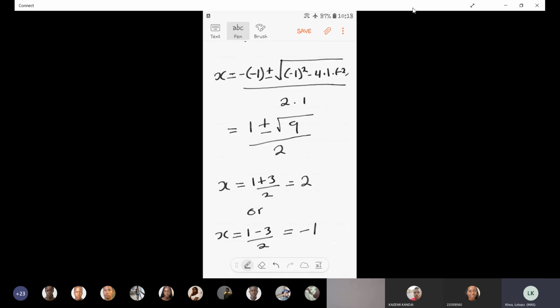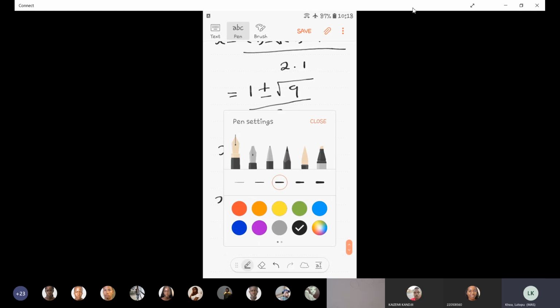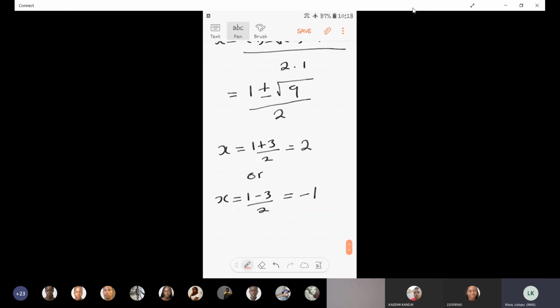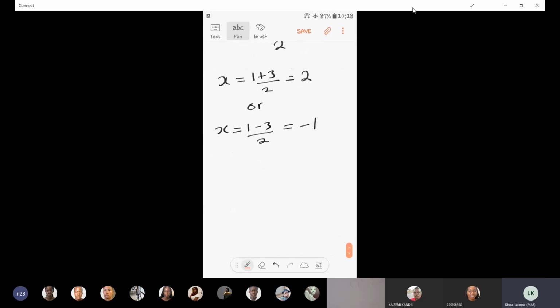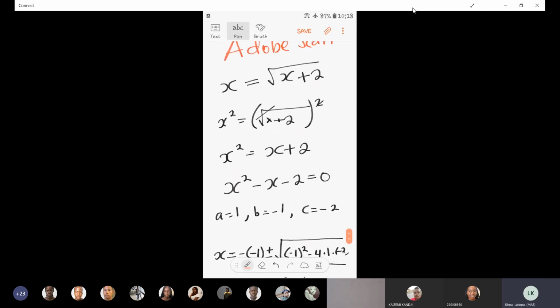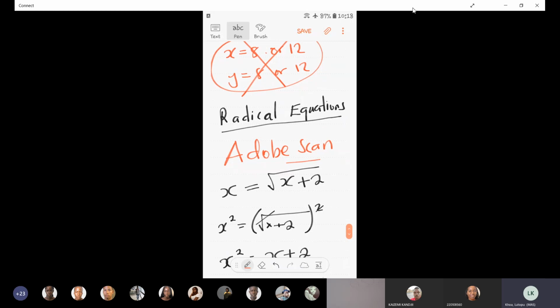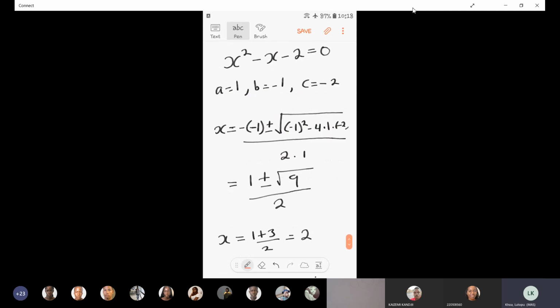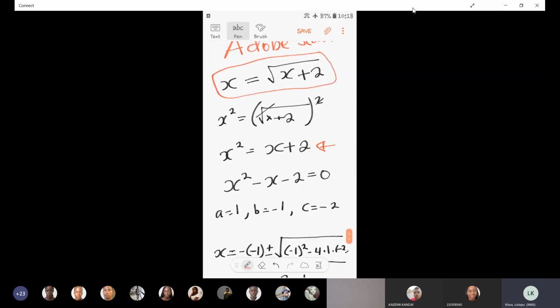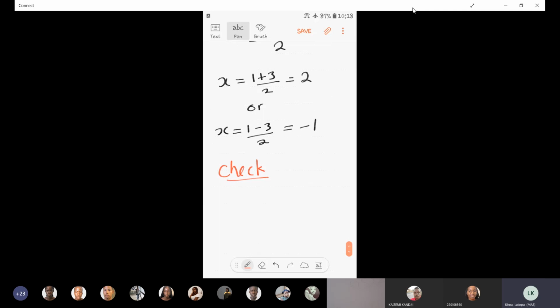Now when you get these solutions, you must always check and see if they do satisfy the equation. So just like we did with absolute values, we check on the left hand side and the right hand side of the original equation. So the original equation is this one over here. It is not this one here. This is not the original equation. So substitute into the original equation.